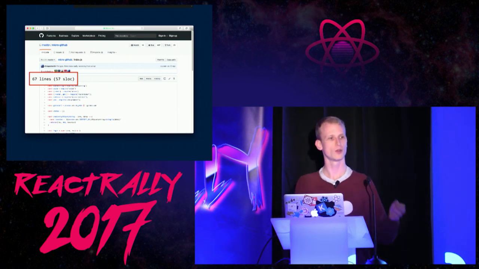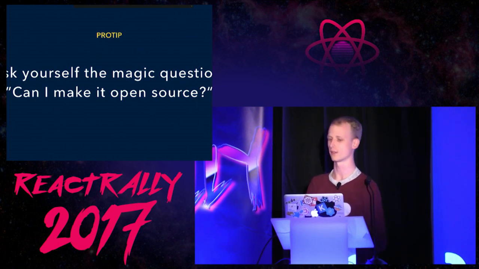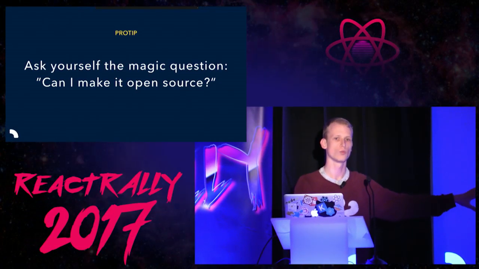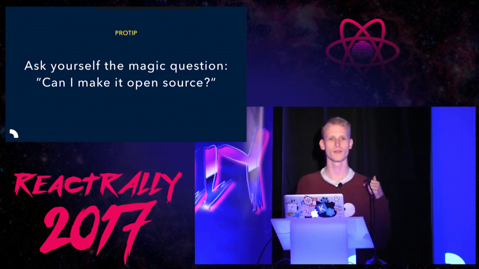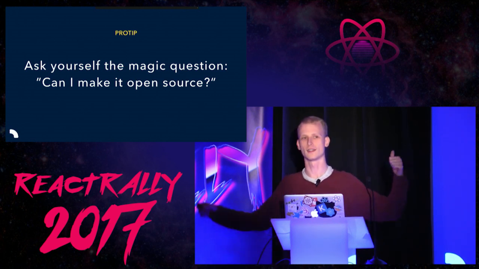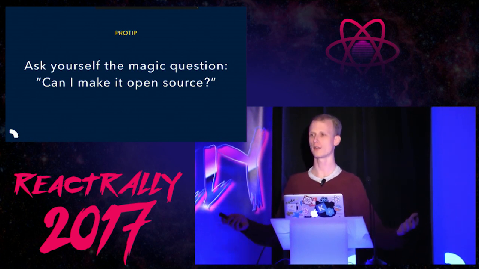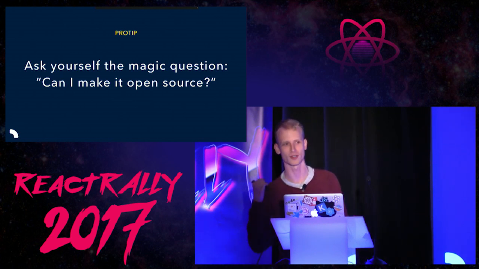So my first pro tip for doing open source is ask yourself the magic question. Can I make it open source? This works a lot like a muscle, I think, where at the beginning, I asked myself that only when I built something very special that I'd never heard of, and that's it. By now, every single time I solve any problem, no matter how small it is, I think to myself, can I make it open source, right? It's sort of like a muscle that you have to train. It's the open source muscle.